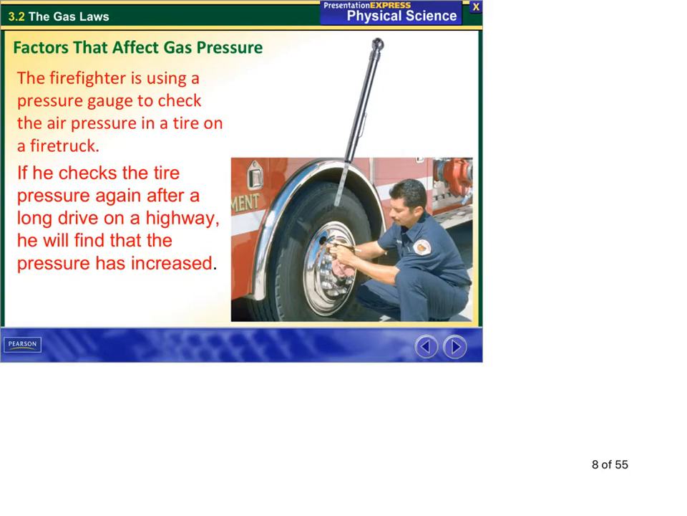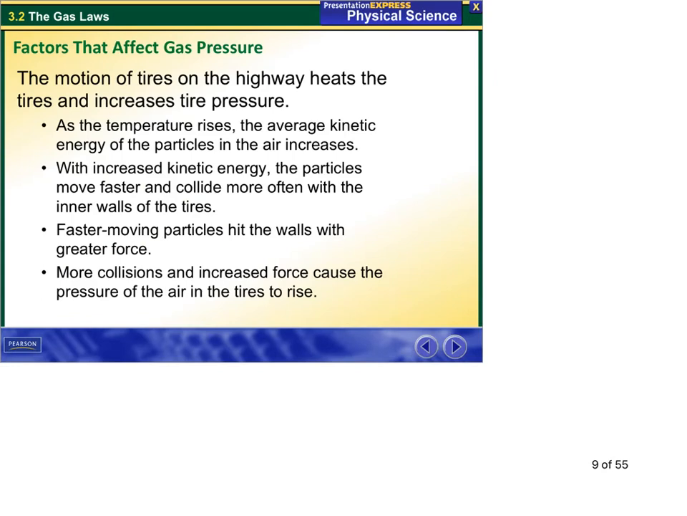Here, a firefighter is checking pressure on a tire using a pressure gauge. If they check that again after it's been out on the highway a long time, the pressure is going to be higher. That's why, if you check the pressure on the tires on your car, you're always supposed to do it before you drive, while it's cool. As a truck or a car goes down the highway, you get an increase in pressure, as illustrated on this slide. The motion of the tires on the highway heats up the tires and increases tire pressure.